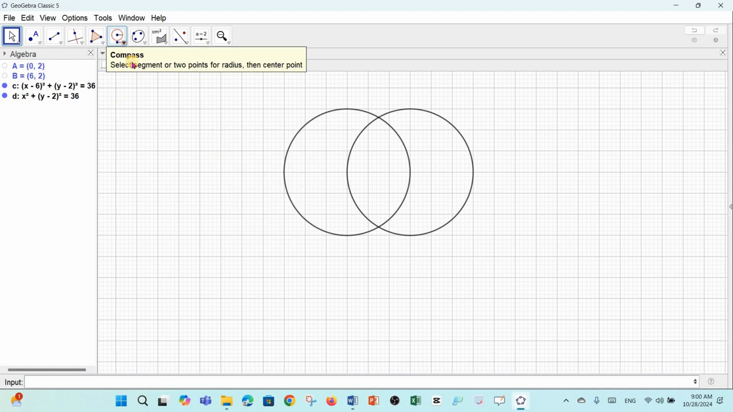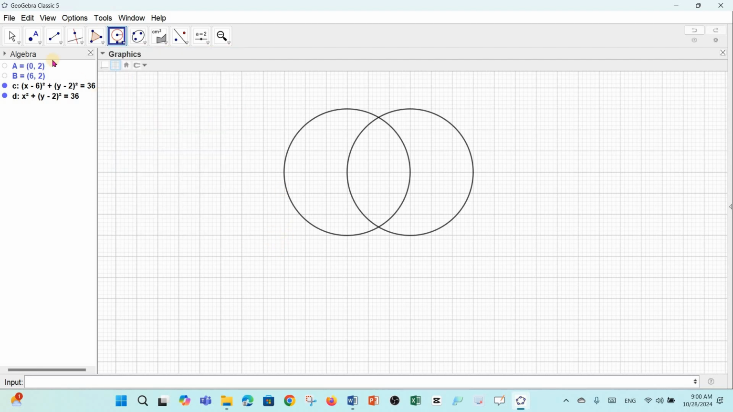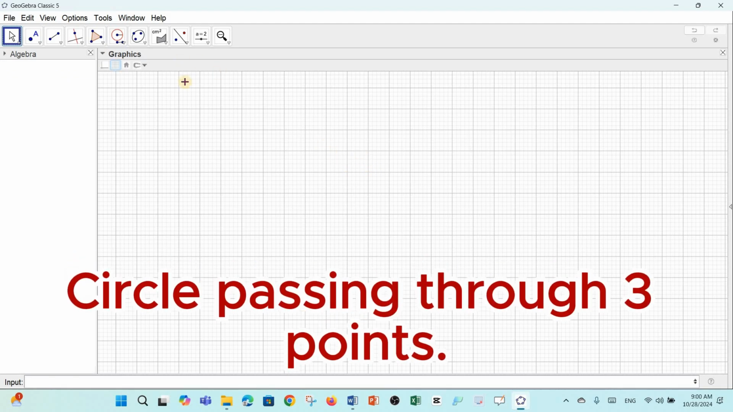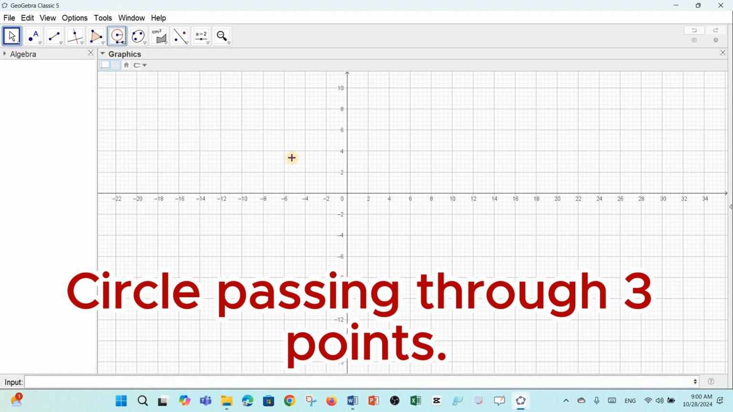Also, now we are going to select circle through 3 points. Okay, next tool, fourth tool. For this, we need x-axis and y-axis also. I am going to delete it. Okay, right click on it and click on axis to show axis. Now click on 3 points.